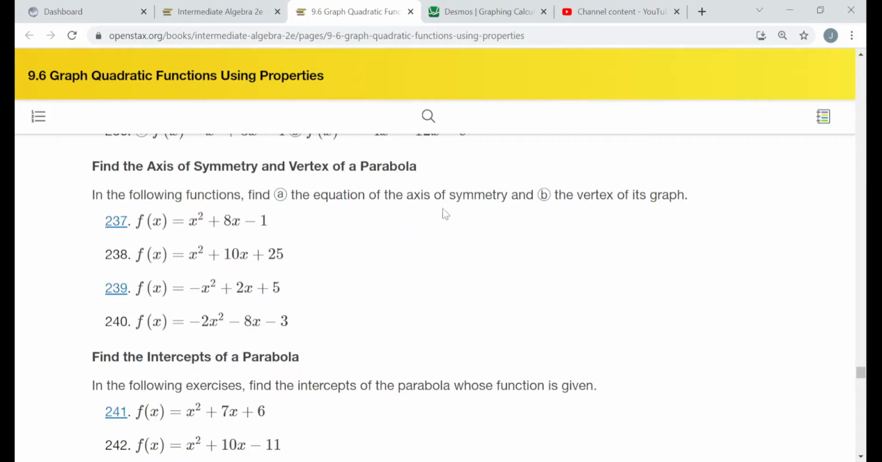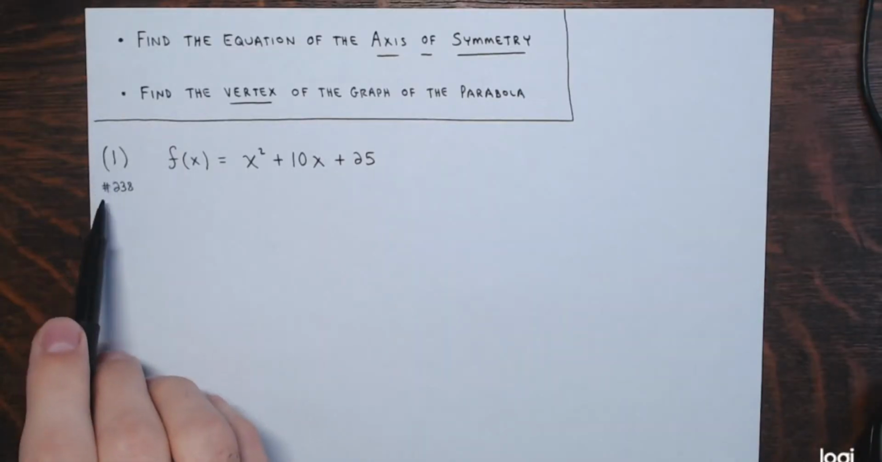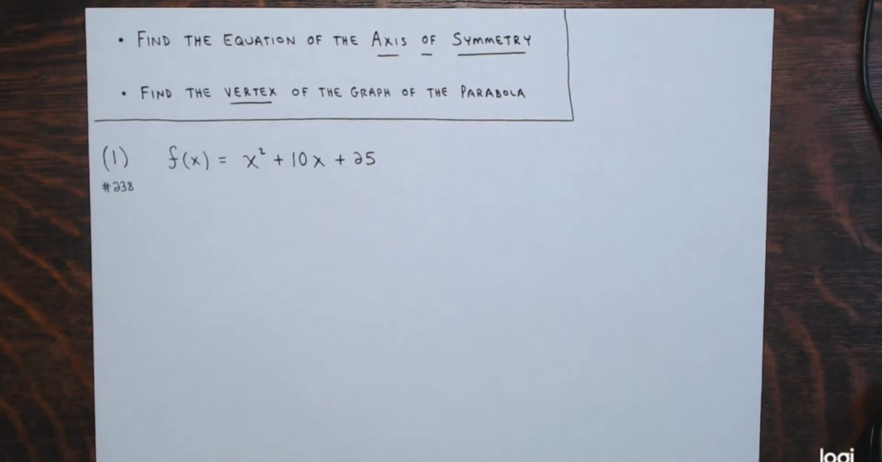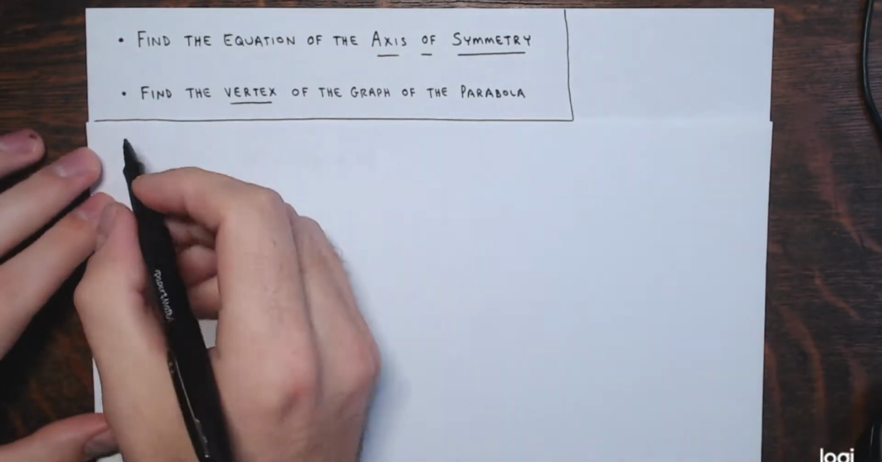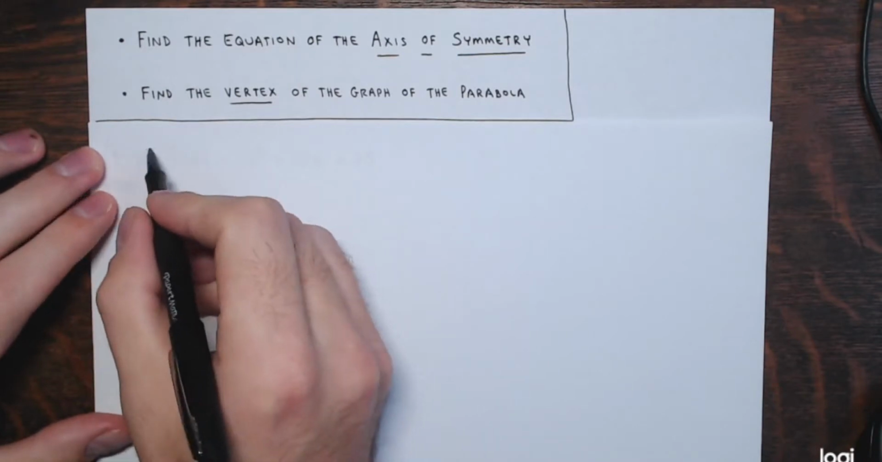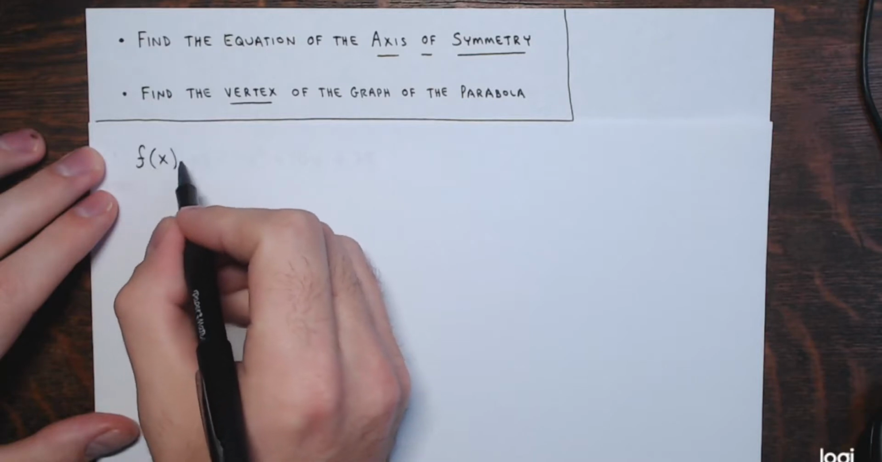So I'll talk a little bit first about what is the axis of symmetry of a parabola and what is the vertex of the parabola. I've got these questions written out. So example 1, exercise 238. But like I said, before I even get into this exercise, let's talk about parabolas.